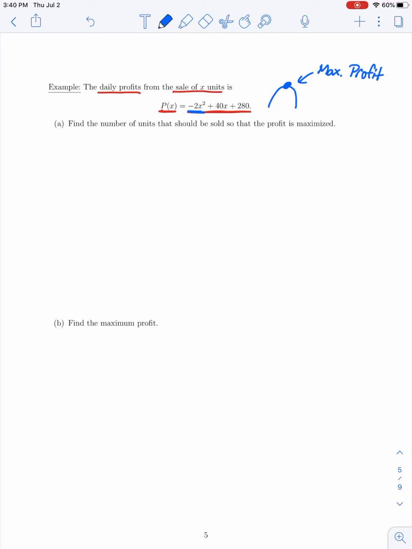So in part A, we are asked to find the number of units that should be sold, so what is the value of x, so that this profit function is maximized. So here we're trying to find the vertex of this parabola.